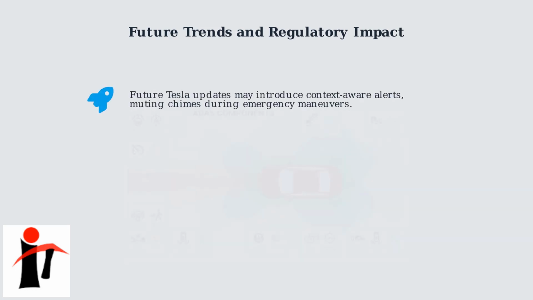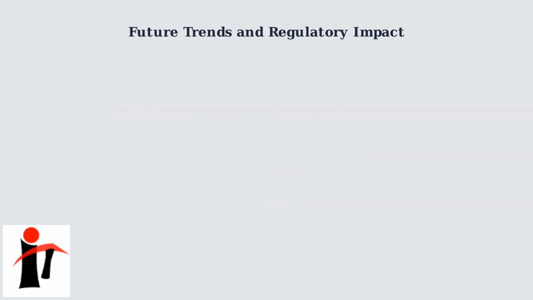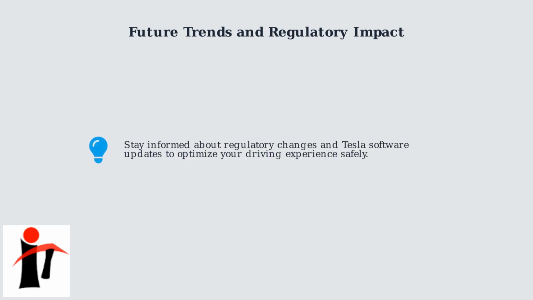Future updates may introduce context-aware alerts, automatically muting chimes during emergency maneuvers, or adjusting volume based on driving conditions. By 2026, Tesla plans to integrate with V2X communication for real-time infrastructure updates. Stay informed about regulatory changes and Tesla software updates to optimize your driving experience safely. Regular updates ensure your vehicle remains compliant and benefits from the latest safety enhancements.